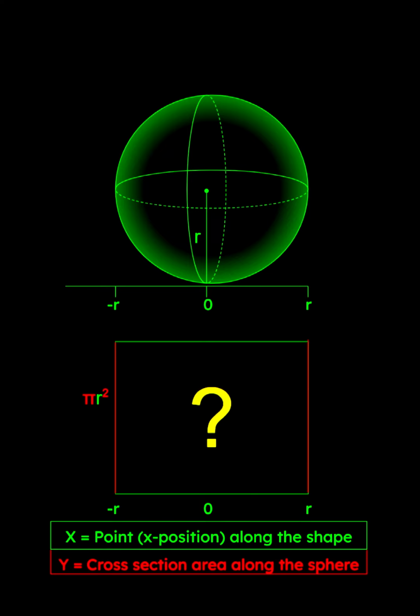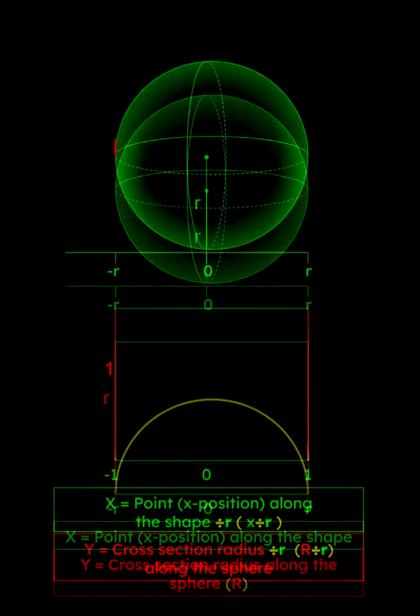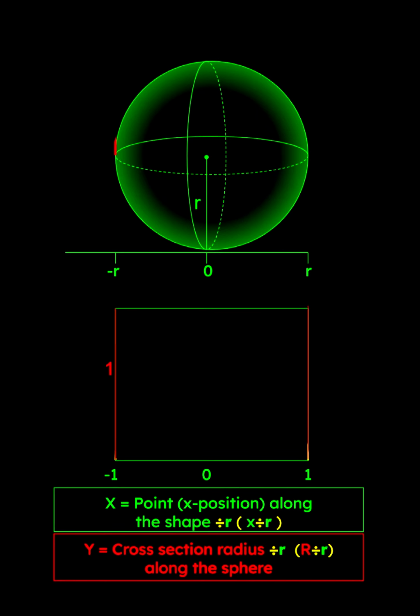However, we know that the area of each circular cross-section must be pi times the cross-sectional radius squared. And of course, if we plot the cross-sectional radius along the sphere, it obviously makes a graph in the shape of a semicircle. But for now, let's scale the x and y coordinates down by r. We can always multiply it back on later, and I'm keeping a record of whatever I've modified so I can reverse it later.